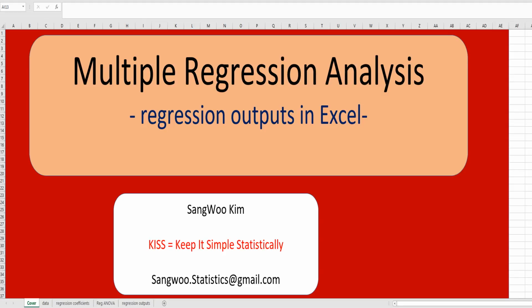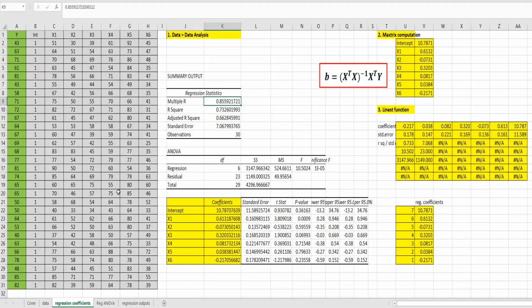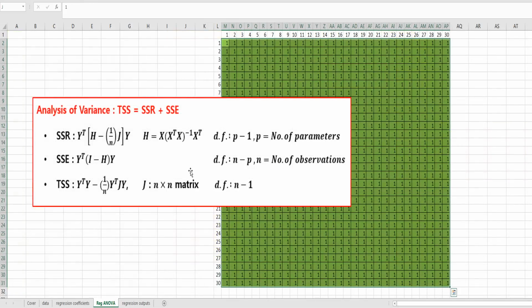In this video, I would like to share how to get multiple regression outputs manually. In the previous video, I showed you how to get multiple regression outputs. There are three main tables: regression statistics, ANOVA, and the regression coefficients related table. If you are familiar with multiple regression analysis, then we need to understand analysis of variance.